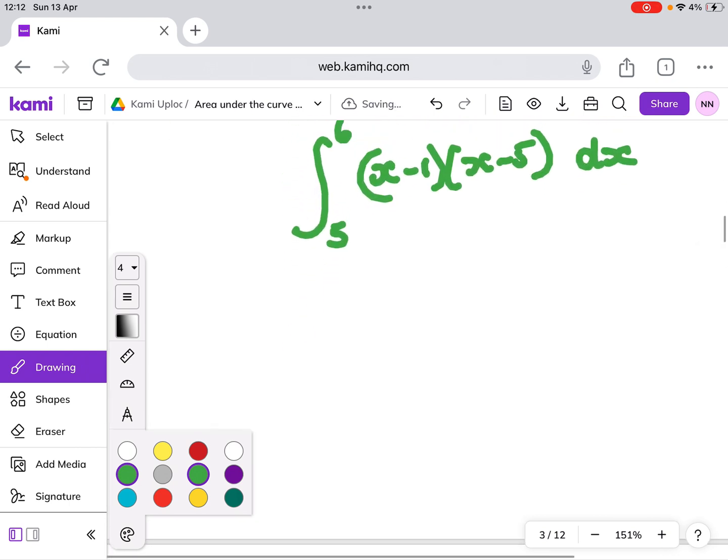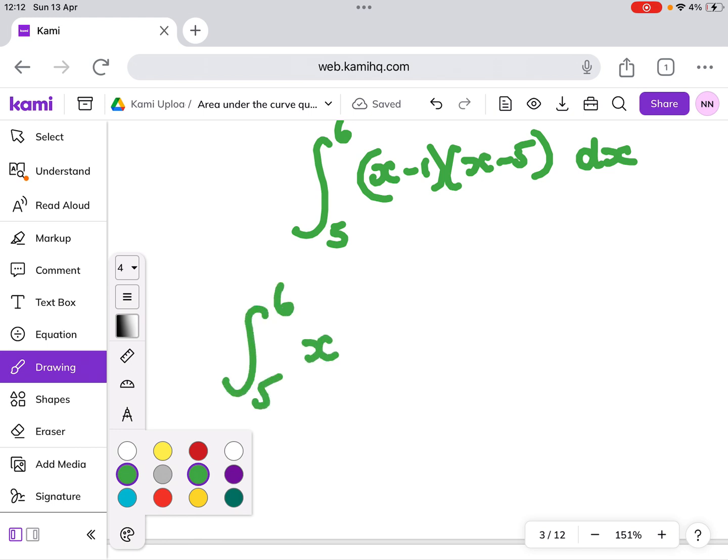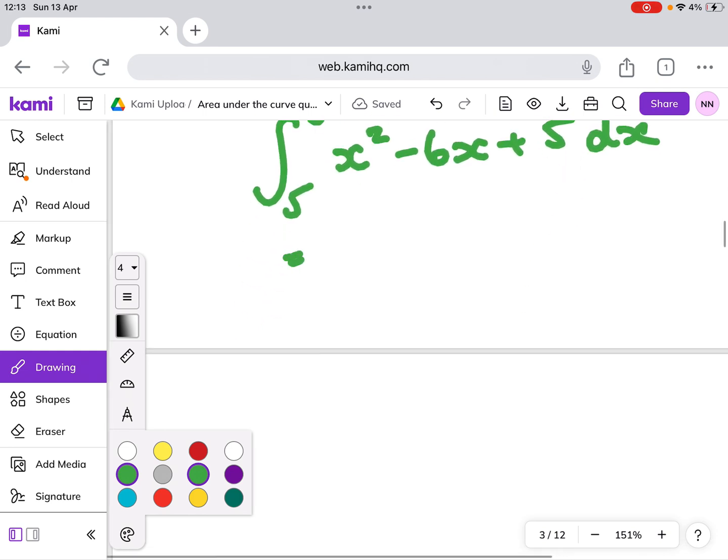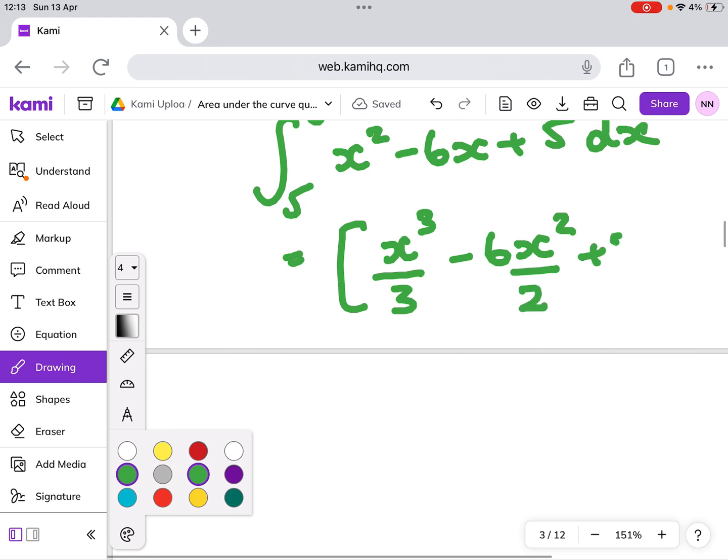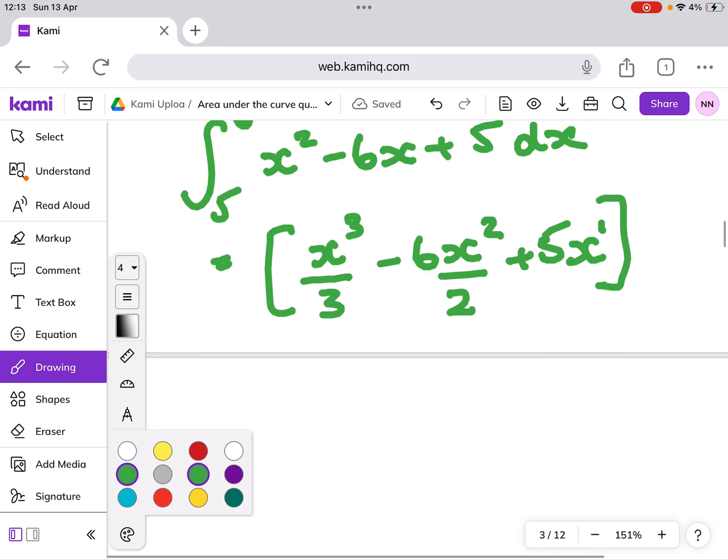Okay, so we're integrating under the curve. So we're going to integrate between 6 and 5, x squared minus 6x plus 5 when we multiply out the bracket, which gives us increase the power by 1, divide by the increased power, increase the power by 1, divide by the increased power, x to the 0 becomes x to the 1, between 6 and 5.